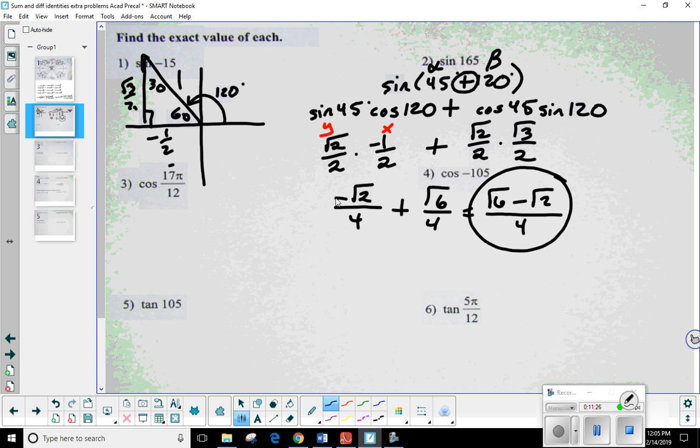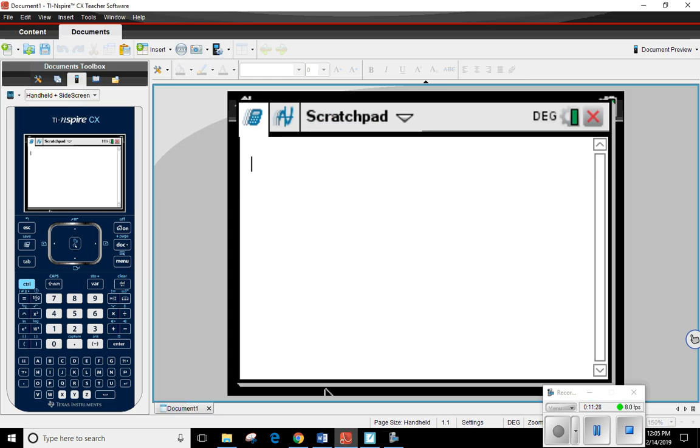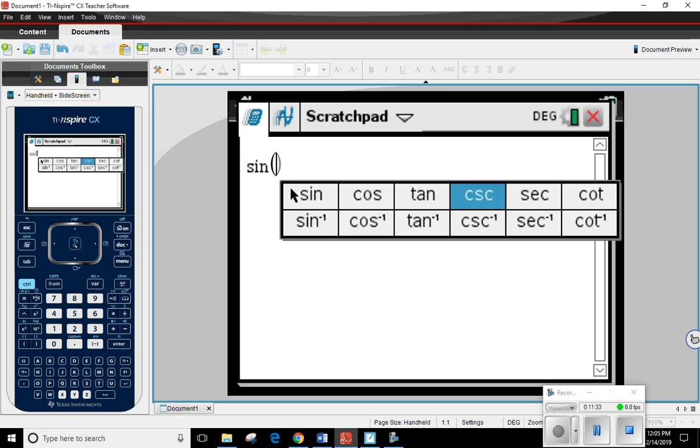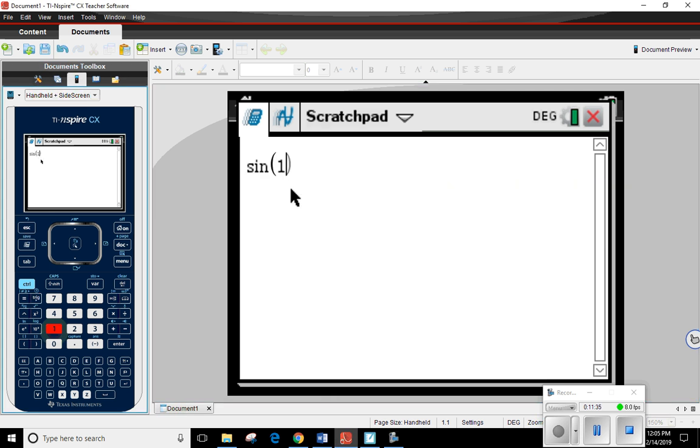Okay. So let's see here. We have sine of 165. Okay, so sine. There we go. Let's escape out of that. Sine of 165. So you see mine's in degrees. Okay. So I got 0.258819. I'm sure it keeps going.